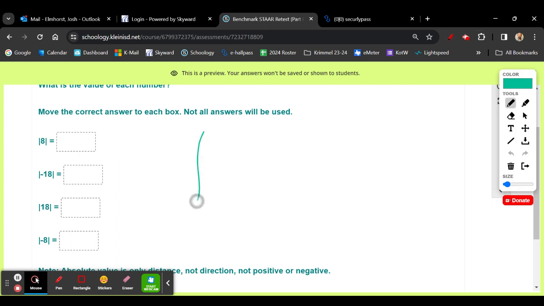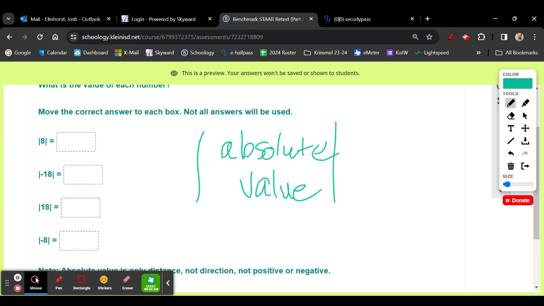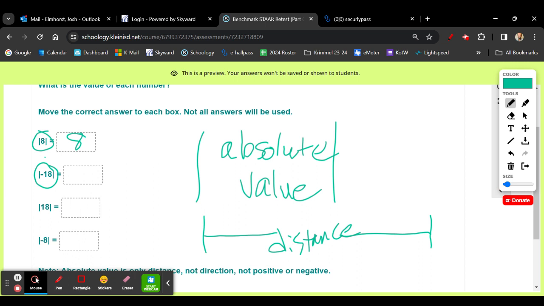What's the value of each number? These symbols mean absolute value, or it's asking how far something is in distance. So for this one, the absolute value of 8 is just 8. The absolute value of negative 18 is 18. The absolute value of positive 18 is 18. And the absolute value of negative 8 is 8. So with absolute value, there's no positive or negative sign really, it's just the number.